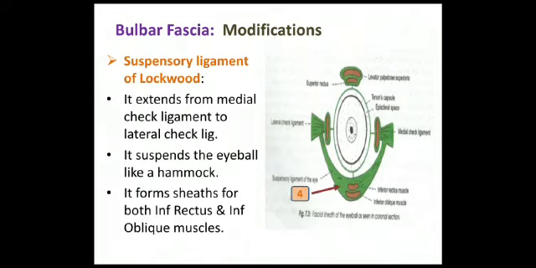The last modification is the suspensory ligament of Lockwood. This extends from the medial check ligament to the lateral check ligament. It forms a sheath which covers both the inferior rectus and inferior oblique muscles. It forms a hammock and thereby suspends the eyeball.